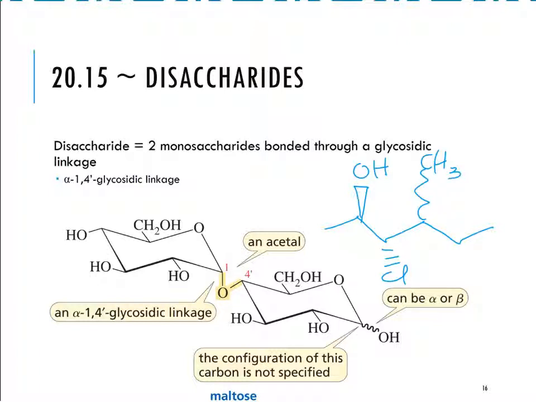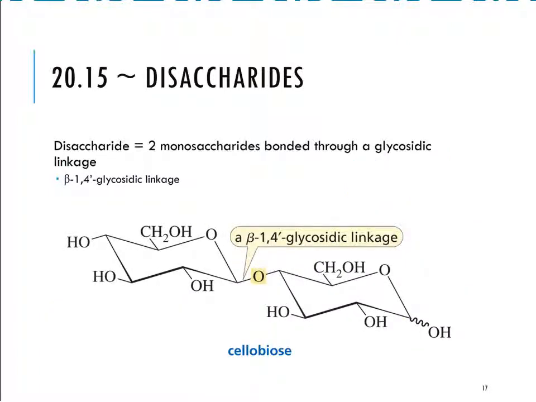So this is the alpha 1,4. Here's the beta 1,4. So for this one, it's the same idea in terms of which carbons are bonding, because it's still a 1,4 prime. So we have carbon number 1 and carbon number 4 of the other ring. But this time it's a beta, so that just means that right here the bond is going to be pointing up instead of pointing down, and that's what gives us a beta 1,4 glycosidic linkage.